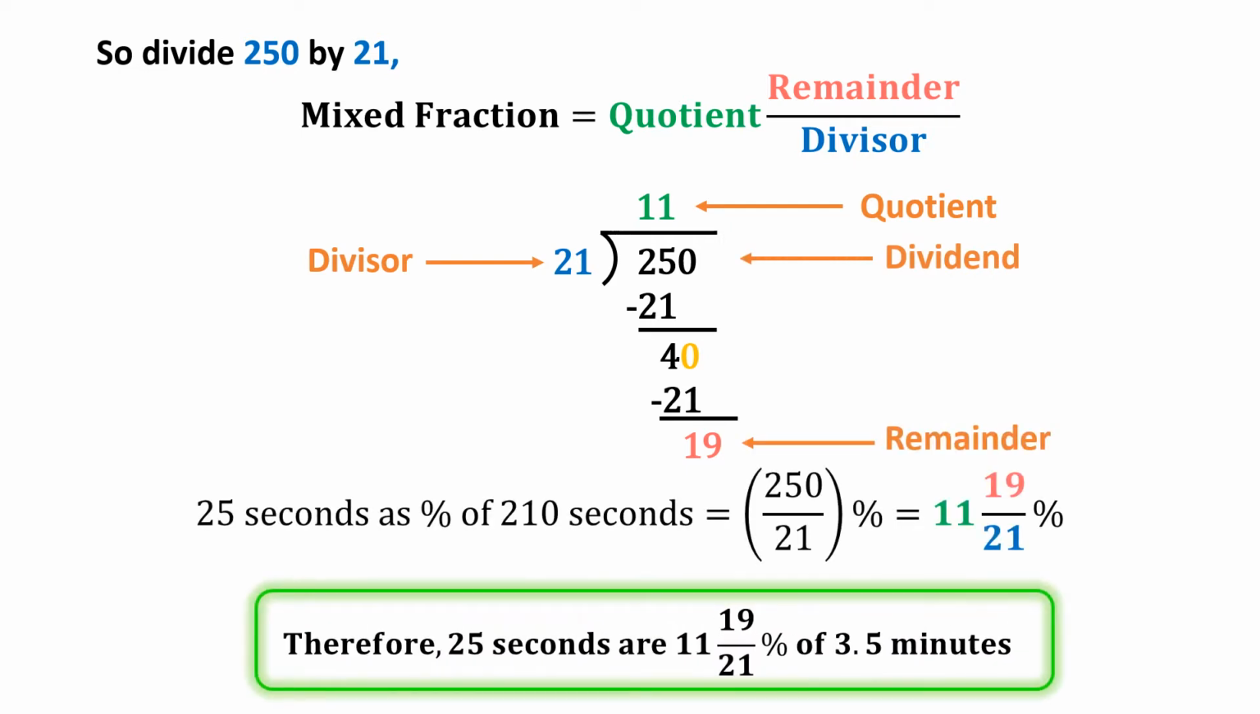So divide 250 by 21. By dividing 250 by 21 we have 11 whole 19 upon 21%, therefore 25 seconds are 11 whole 19 upon 21% of 3.5 minutes.